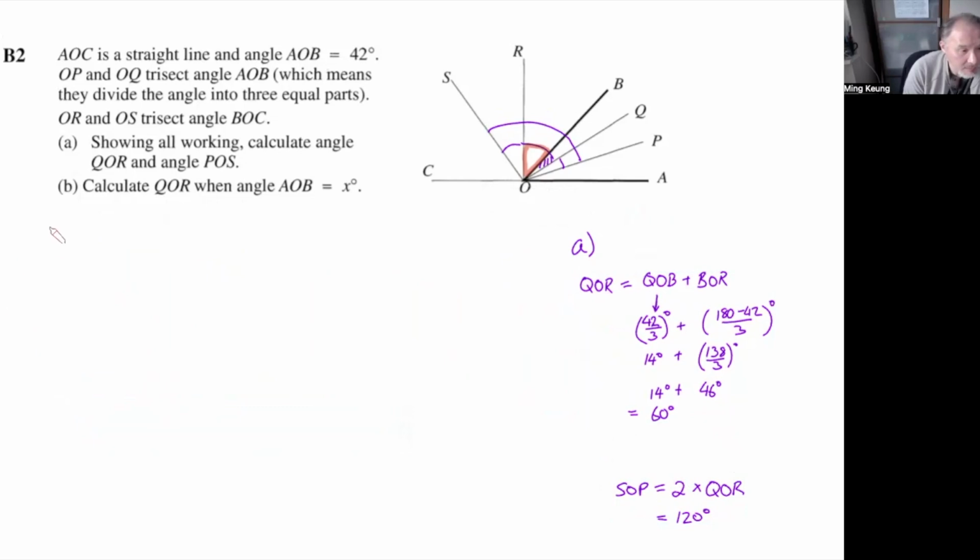And then part B. It says calculate QOR, the small angle again, when angle AOB equals X degrees. This one we don't know what it is, because AOB, this entire thing, is now X degrees. But we're going to do the same thing. QOR is going to equal QOB plus BOR.